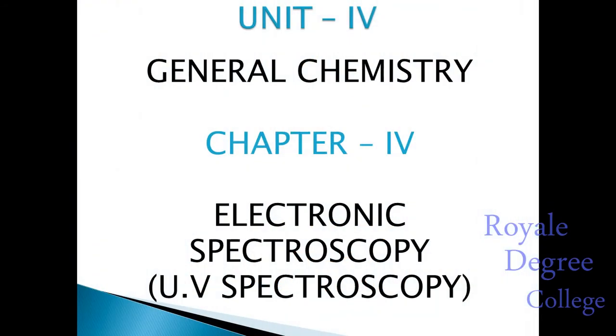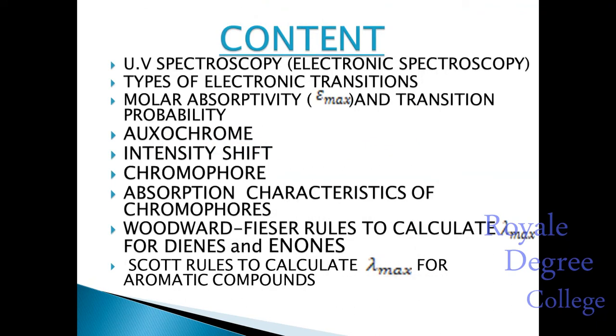As we have already started Unit 4 General Chemistry, today we will talk about Chapter 4, Electronic Spectroscopy. In this we will study ultraviolet spectroscopy, types of electronic transitions, molar absorptivity and transition probability, auxochrome, intensity shift, chromophore, absorption characteristics of chromophore, Woodward-Fieser rules to calculate lambda max for dienes and enones, and Scott rule to calculate lambda max for aromatic compounds.